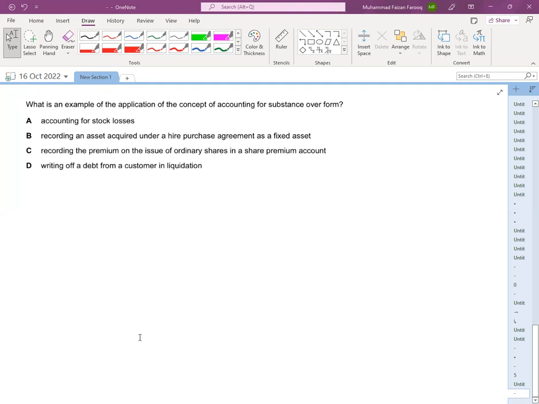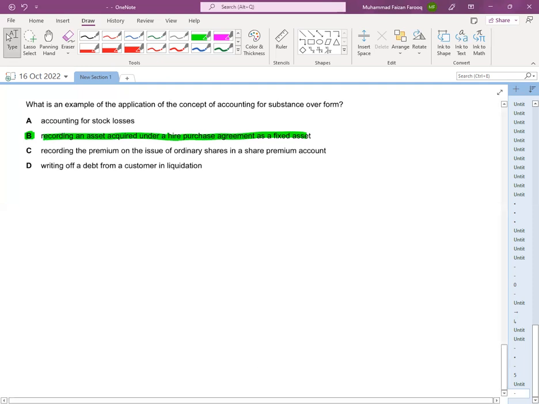And this is called substance over form. You have to remember that hire purchase agreements are the example of substance over form, where legal ownership is something different and the accounting is recording this asset in some other person's books. So the option, if you read A, B, C, D, it's simply and easily B. Recording an asset under a hire purchase agreement as a fixed asset is the best and only example of substance over form in your course.